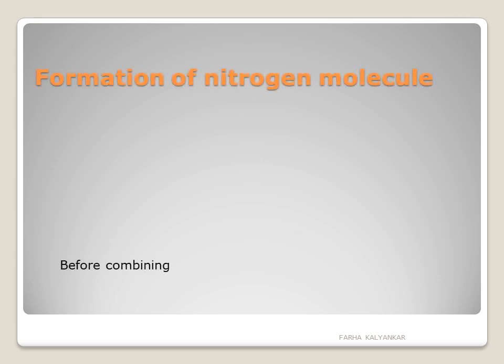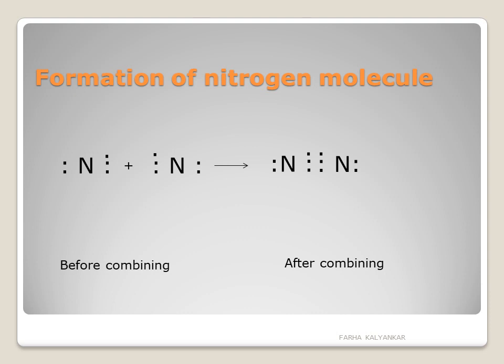Another example is the formation of nitrogen molecule. As we have seen earlier, there are three electron pairs which are being shared in the formation of nitrogen molecule. These three pairs of electrons are at equal distance as the bond is formed between two identical atoms.